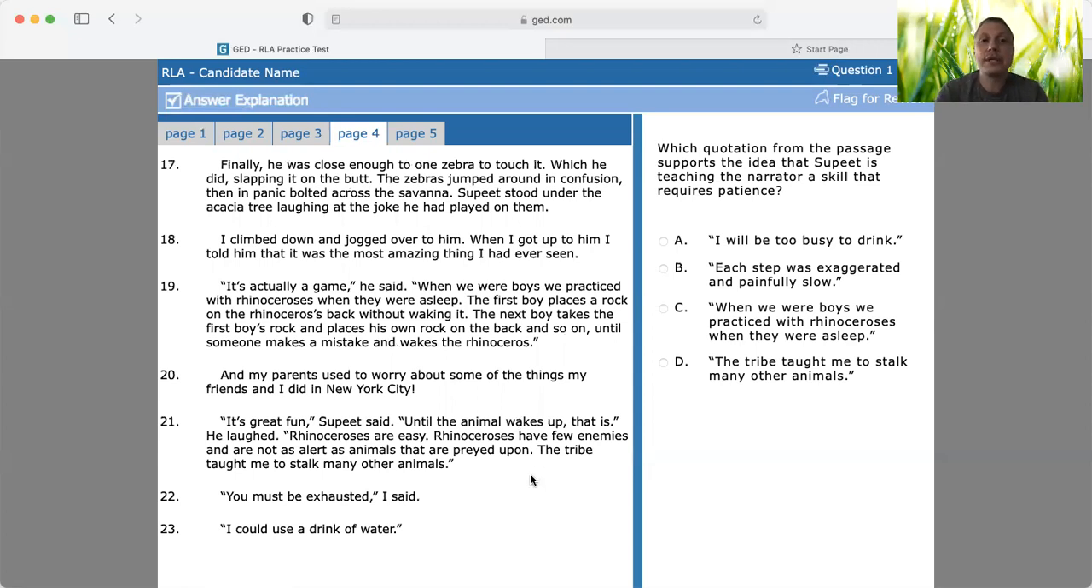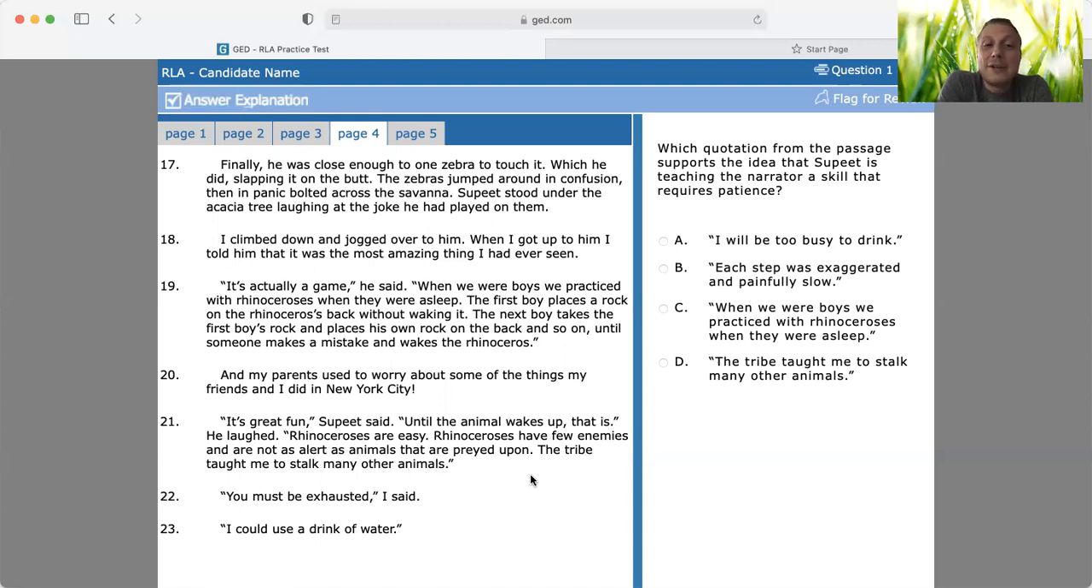Finally, he was close enough to one zebra to touch it, which he did, slapping it on the butt. The zebras jumped around in confusion, then in panic bolted across the savannah. Supeet stood under the acacia tree, laughing at the joke he had played on them.